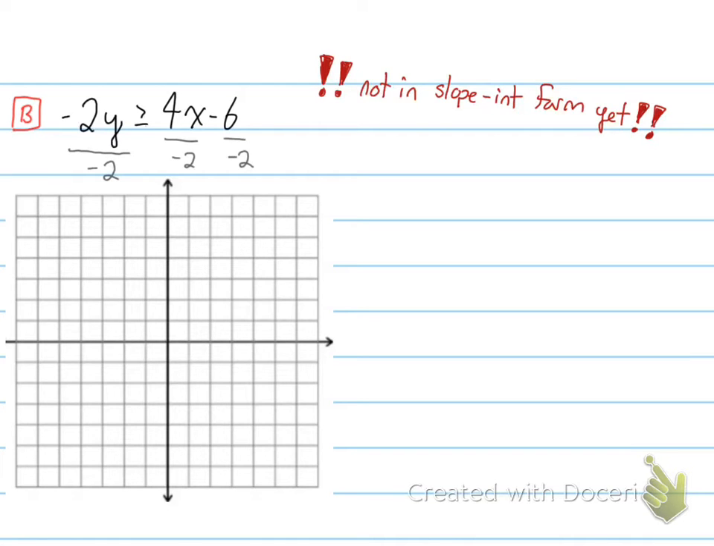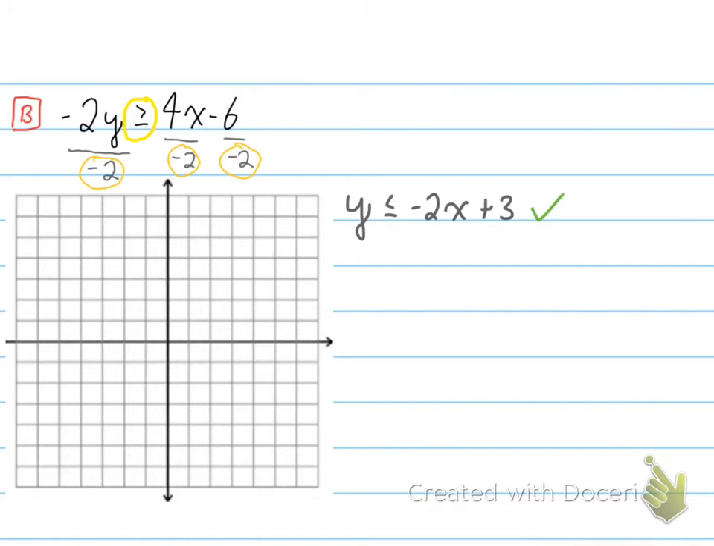I wanted to go over this example just as a reminder that when you're working with inequalities, since I'm dividing by a negative number, that's going to flip this inequality. So when I do this, now my inequality is going to say y is less than or equal to -2x plus 3. Now I'm in slope-intercept form.